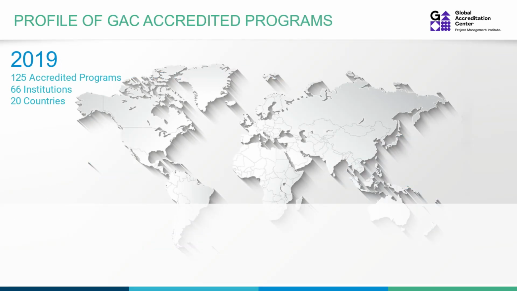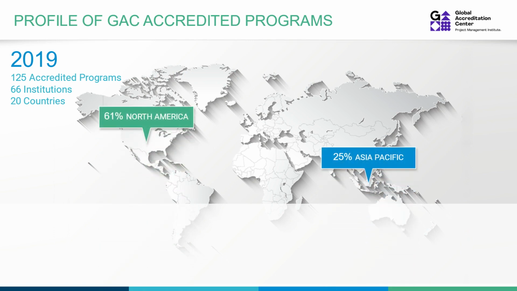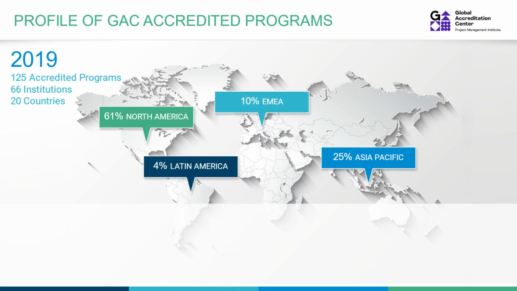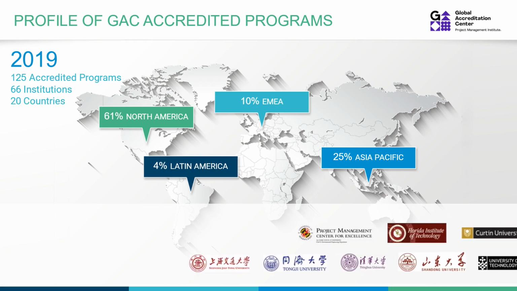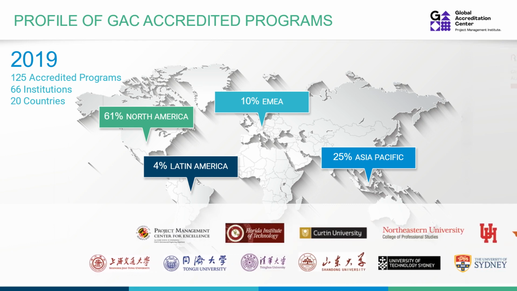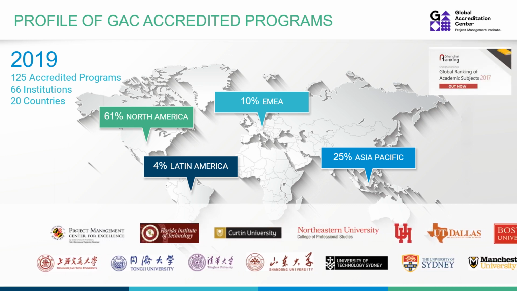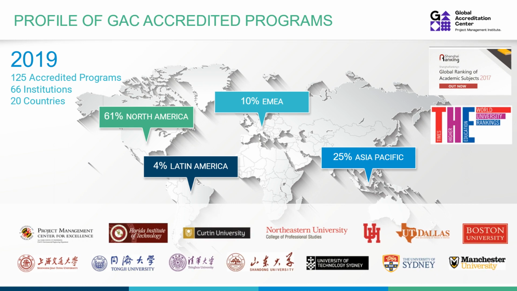Currently, a majority of GAC accredited programs are in the U.S., with a strong presence in China and Australia. However, as GAC accreditation is rapidly growing, this global landscape is constantly evolving. What's more, many of the GAC accredited programs are offered by top universities, as demonstrated in the Shanghai Jiao Tong University ranking and the Times Higher Education rankings.